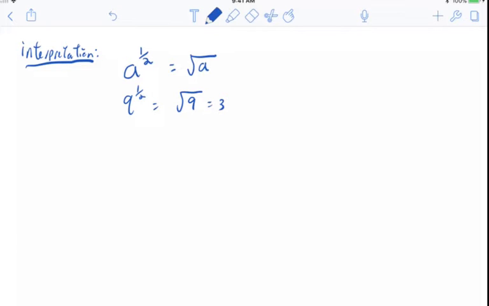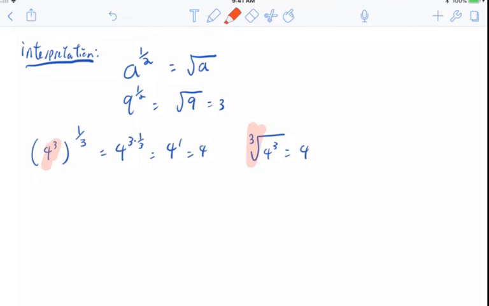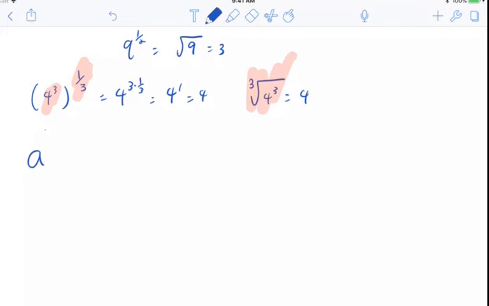Okay? And furthermore, how do you interpret 1/3? 1/2 is a square root, right? Well, if you put 4 to the power 3 all to the power 1/3, according to that multiplication rule, you should get back the 4. 4 to the 1 is just 4. So what operation inverts the cube? It's the cube root. So this operation and this operation must be the same thing. They give you the same output for the same input, so they must be talking about the same thing. So anytime you see a simple fractional exponent, 1 over a number, that's equivalent to telling you to take out your calculator and take the nth root of that.